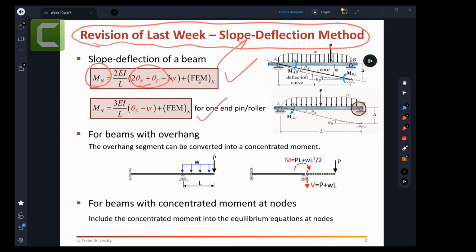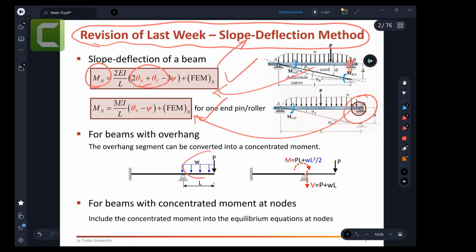When your far end is fixed, you can use one of these equations. If your far end is a roller or pin, you can use the other. We have done lecture examples and workshop examples where we have provided all these details. If you have an overhang, you can convert this overhang into a concentrated moment, here and here. From these you can solve the indeterminate structures.